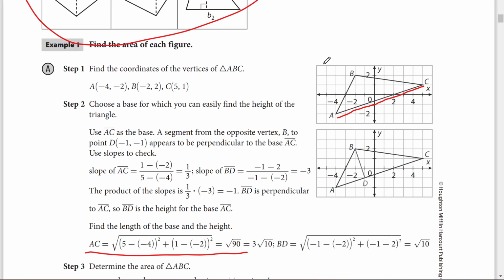Well, remember, it has to be perpendicular. So if I figure out the slope of this line, looks like I've gone up 1, 2, 3, and over 1, 2, 3, 9. So the slope of AC is 1/3. To find the perpendicular, I'm going to flip that over and change the sign. So it's positive, so I'm going to change it to negative. So the slope of the perpendicular line is -3/1.